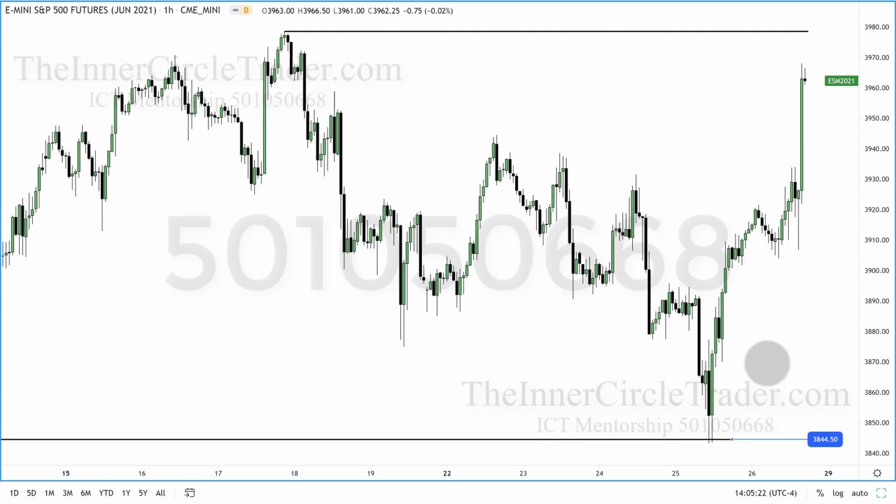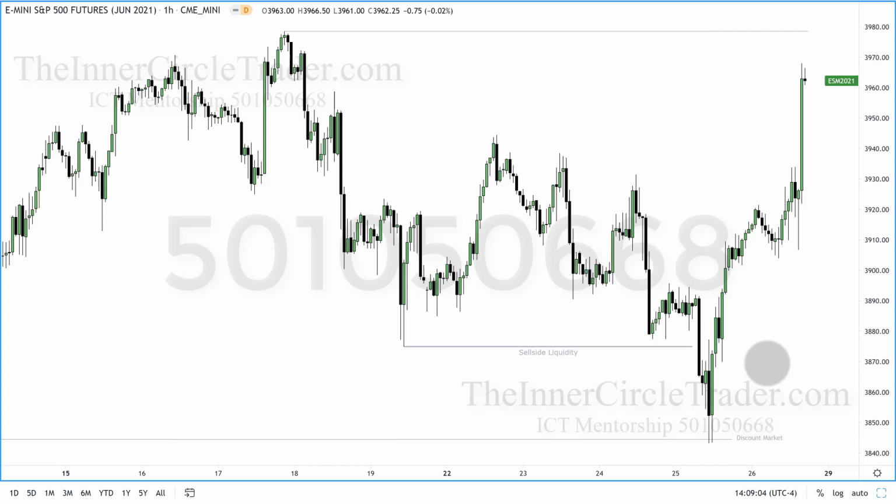I want you to take notice of what's in this chart here. We obviously have sell side liquidity down here, this low, and this low here, which is relative equal lows. So what's resting below that? Sell stops. So they dive lower into the discount market there, which is that daily bullish order block at equilibrium to discount. So you can see they're running for those sell side liquidity.